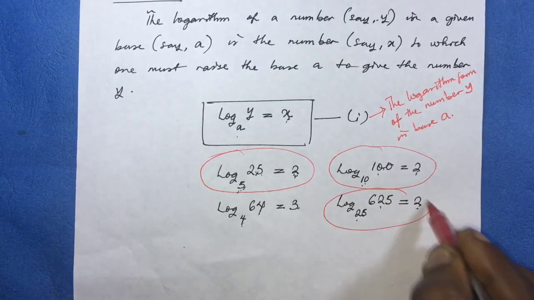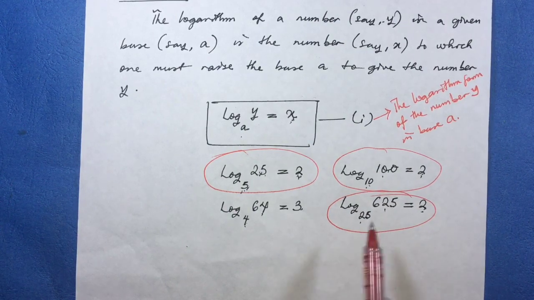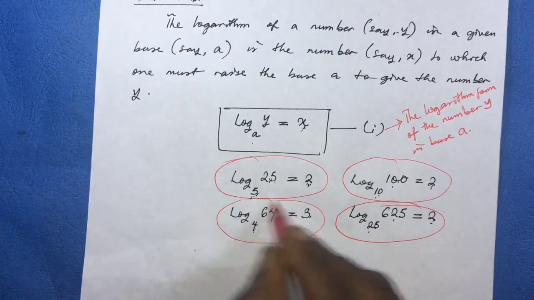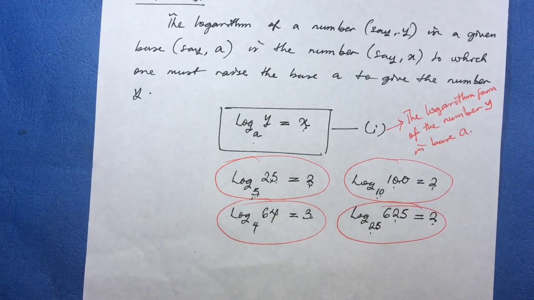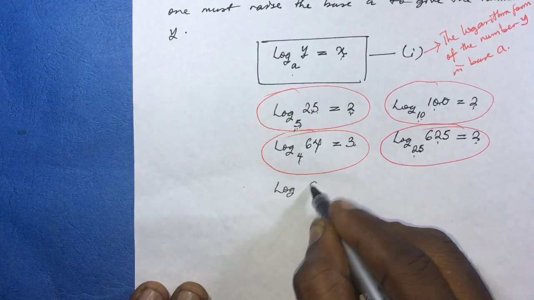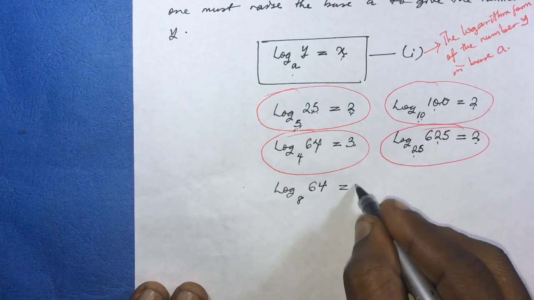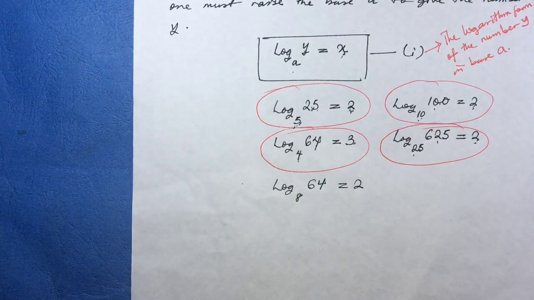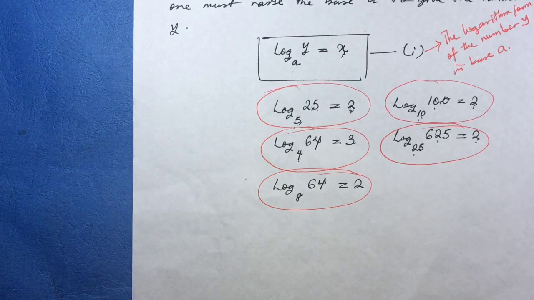What is this? This is the logarithmic form of the number 625 in base 25. What is this? This is the logarithmic form of the number 64 in base 4. And why is that so? I could have the logarithmic form of the number 64 in base 8, and that will give me 2. So the logarithmic form of a number varies as the base.